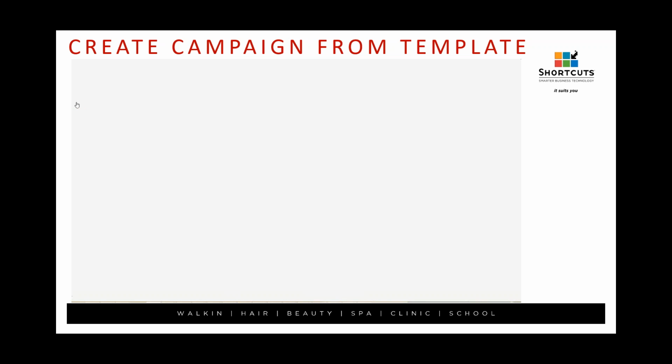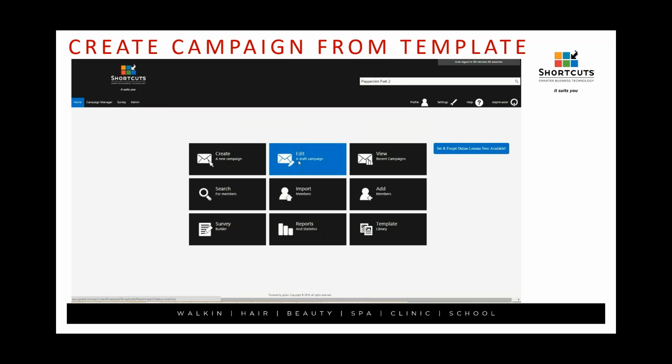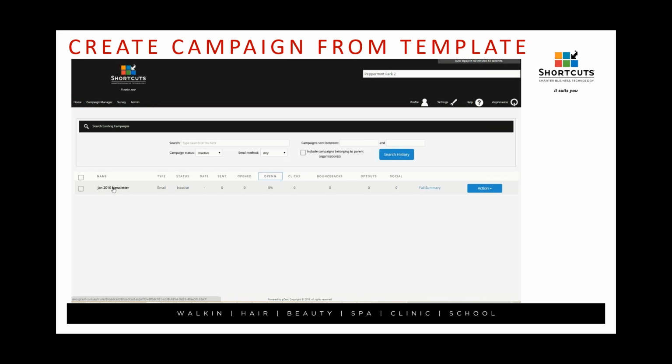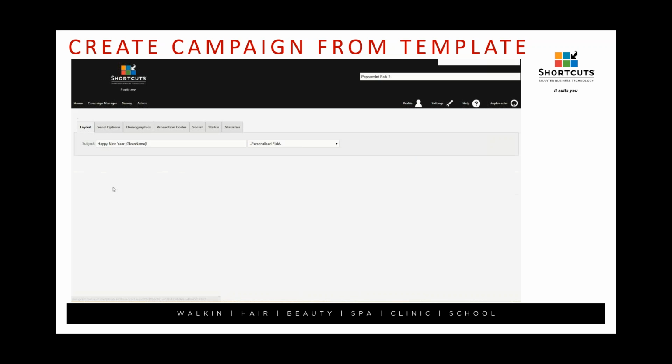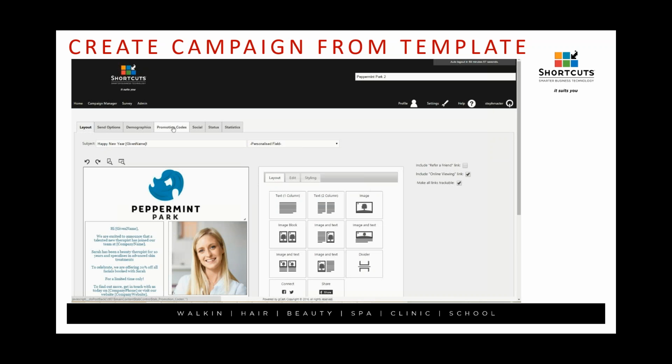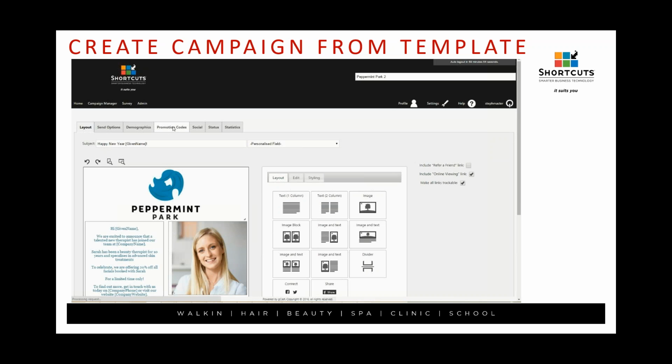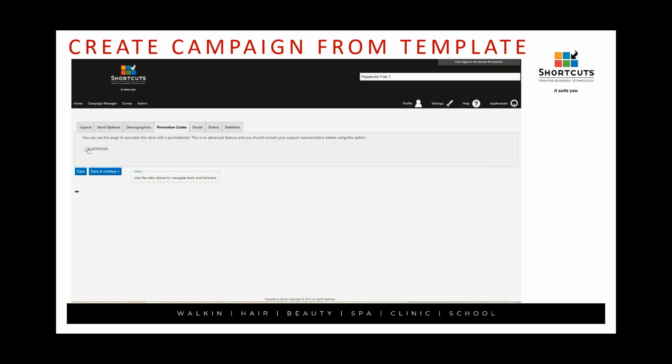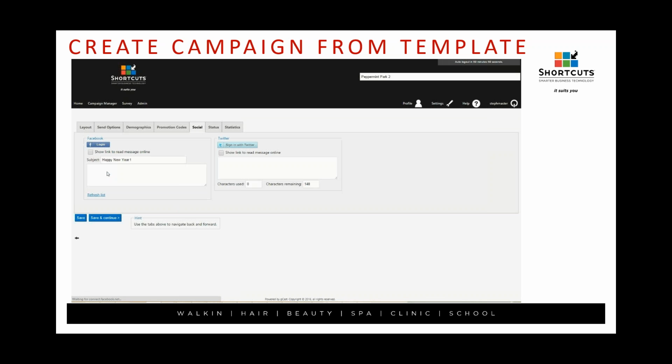Okay, then we'll go home and we'll go right back to edit a draft campaign and we'll click on the one we were working on. I can go right back to the promotion codes tab. It's thinking about it, yep. And check that promotion code, and then I can save and continue and carry on to my social section.